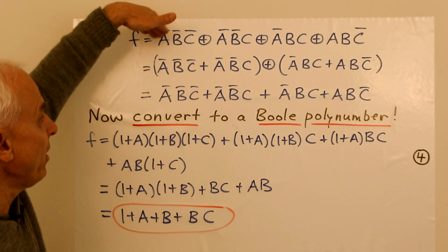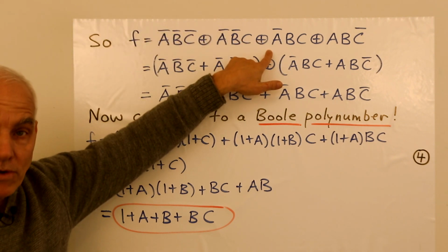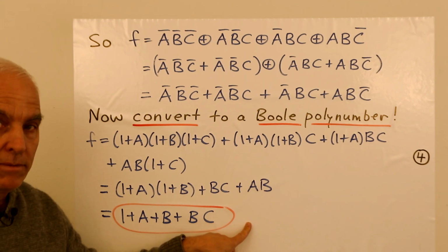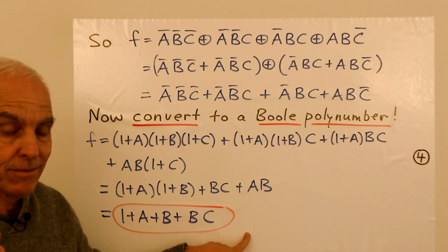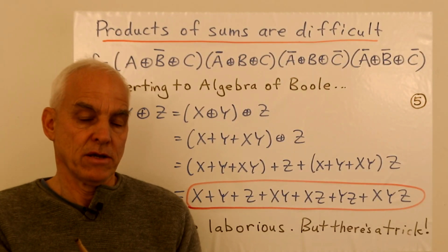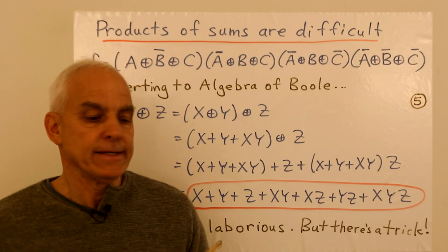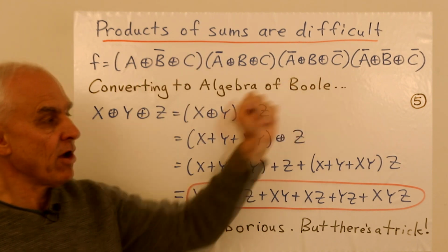We've gone from this Boolean expression that you would find in an electrical engineering course to this Boole polynumber. This is better. It's way better, people. Way better. Now, the second kind of expression that often appears in Boolean algebra courses is this product of sums, something like this that we saw for f.